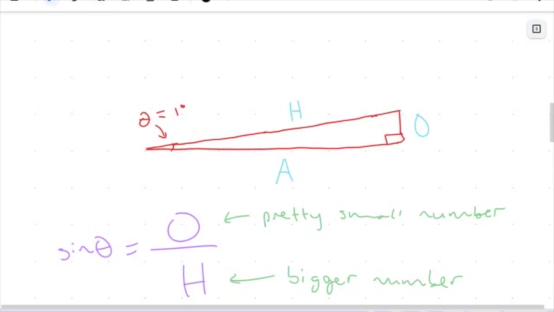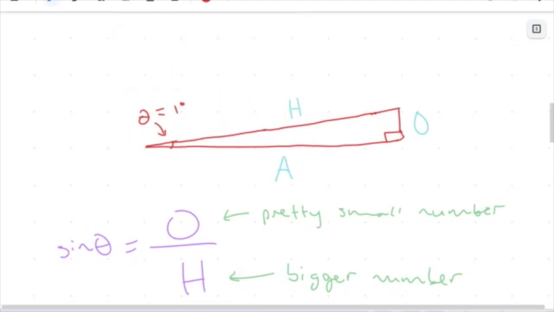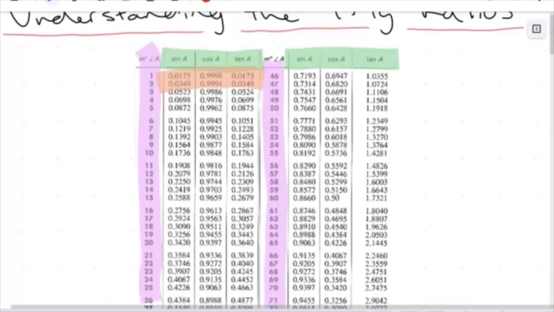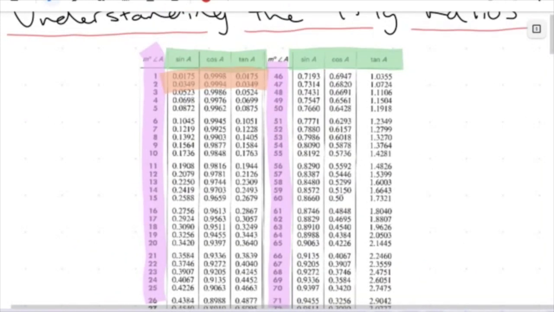And if we have a look up on our table, taking this idea, we're going to expect a small value for my sine at the angle of 1. And lo and behold, that's what I end up getting. Because when we do trigonometry, when we introduce SOHCAHTOA, it's all about understanding ratios and fractions and how these two sides interact.